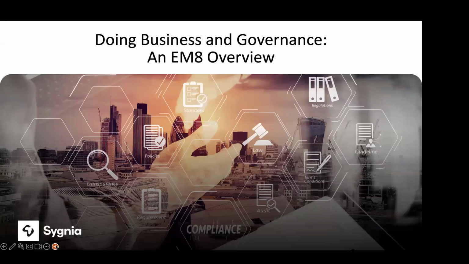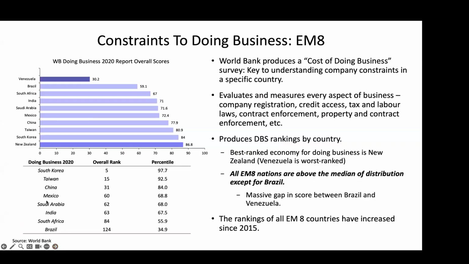Okay, so the last few slides will just take you through what you have to look at in an EM universe, which perhaps is less true for advanced countries, and that is, what does the governance and business environment look like for the EM8? The World Bank produces, and I thought I'd put this here, something called the cost of doing business, which measures the company constraints in a specific country, and it evaluates every aspect of business. It can be things like company registration, credit access, tax and labor laws, or contract enforcement, and so on, some of which can turn.